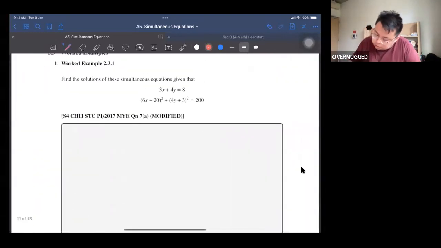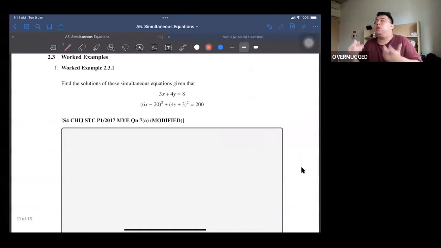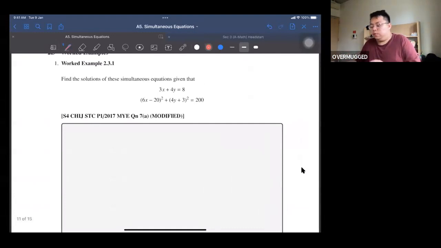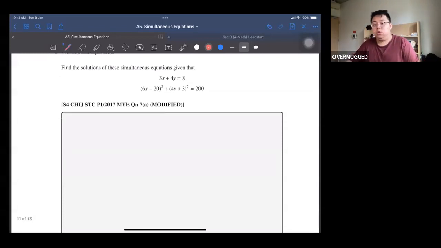So this is a general kind of A math question that you will see in exams. The question says: find the solutions of these simultaneous equations. Take note that whenever you are dealing with a non-linear simultaneous equation, you can get multiple answers. Sometimes you will have 2 answers, 3 answers, 4 answers. You need to be really careful. I'm going to demonstrate how to do the substitution, but I believe everyone already knows how.